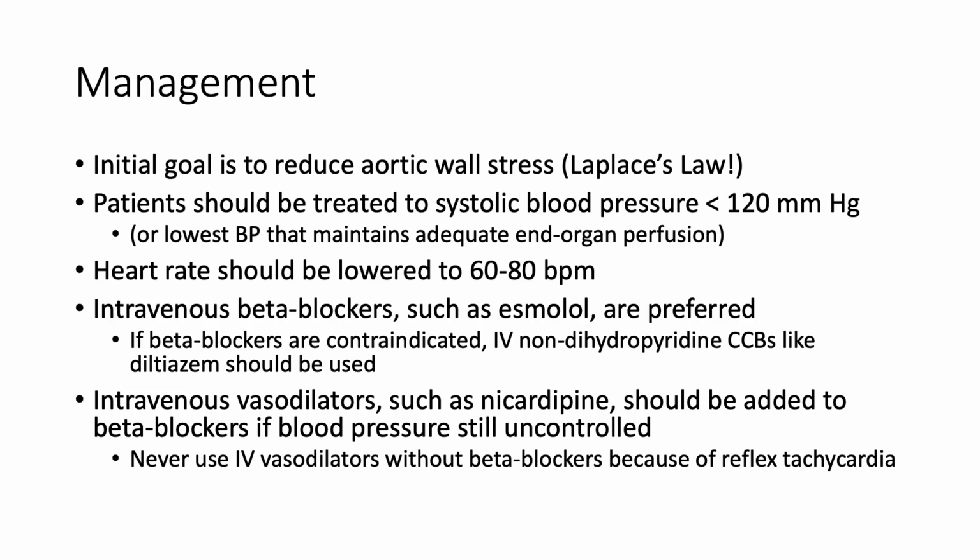And so typically the medications that are preferred would be IV beta blockers like esmolol. If you can't give them a beta blocker because they have a contraindication, then you could use IV non-dihydropyridine calcium channel blockers like diltiazem. You can also use intravenous vasodilators like nicardipine, but you always want to use those with a beta blocker so that you don't get reflex tachycardia, which can actually worsen the dissection.